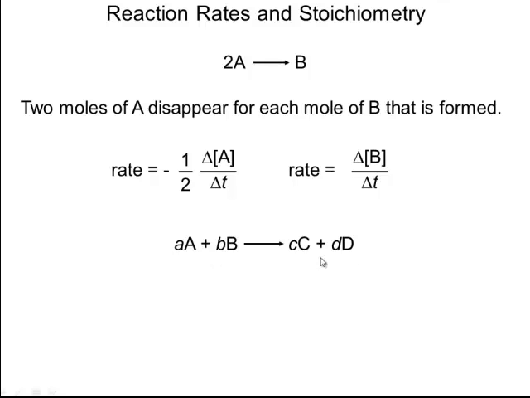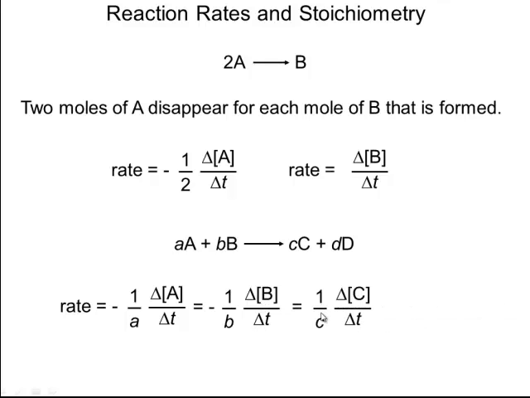So if you have a reaction which has balancing coefficients small a, small b, c and d, then the rate of the reaction in terms of concentration of A can be represented as minus 1 upon a into change in concentration of A with respect to time, or minus 1 upon b into change in concentration of B divided by time, or 1 upon c into change in concentration of C divided by time, or 1 upon d multiplied by the rate of change of concentration of D.